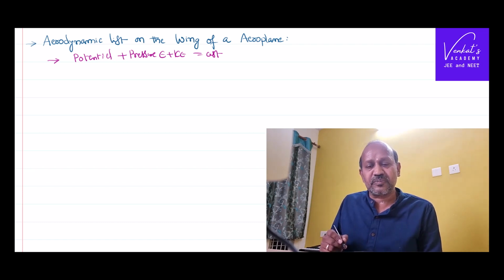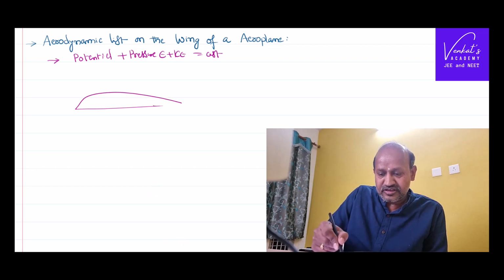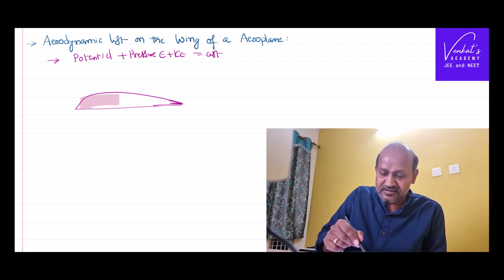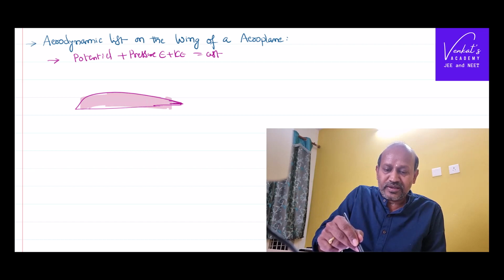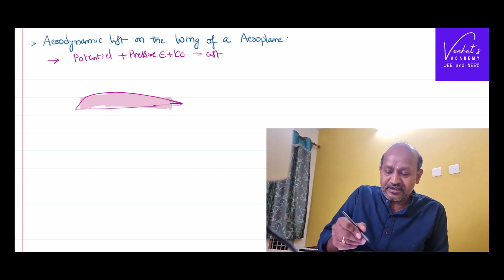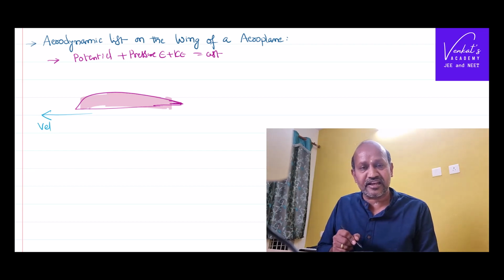Let us try to apply it to the wing of an aeroplane. Let's imagine this is the shape of the wing of an aeroplane. It is designed like this. When somebody designs the wing of an aeroplane like this, and the aeroplane is moving forward this way with a huge velocity, it influences the air around.